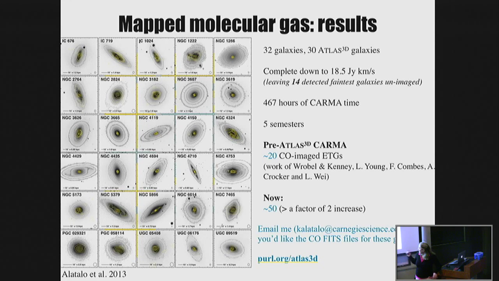And I wanted to point out, every single one of these CO maps is public. You can get it either by emailing me or going to pearl.org/atlas3d, which has all of the data from the Atlas 3D survey public and available for people to download. We made sure that these data were survey quality, which means lots and lots of work, but we did it well. So you should be able to grab these data if you want a sample of CO in early type galaxies.